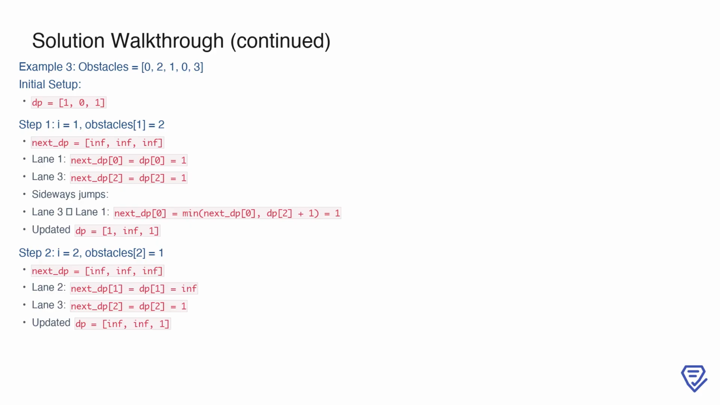At position 2, there is an obstacle in lane 1. For obstacle-free lanes, lane 2 retains infinity, and lane 3 retains 1. The DP array is updated to infinity, infinity, 1.